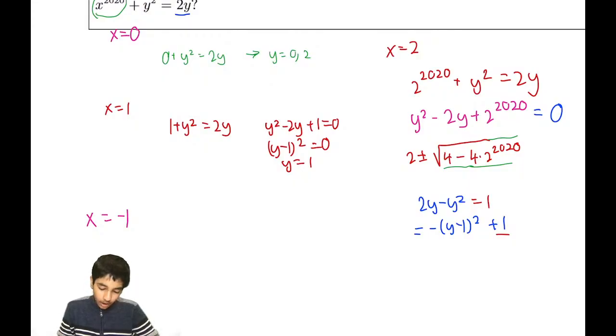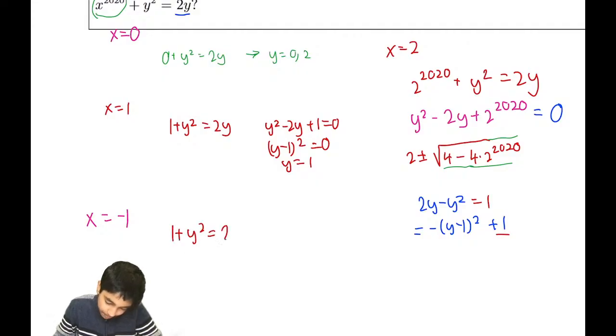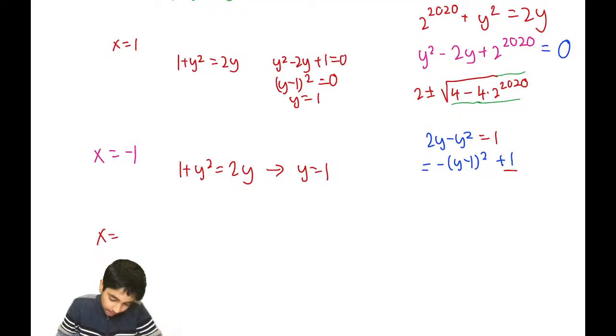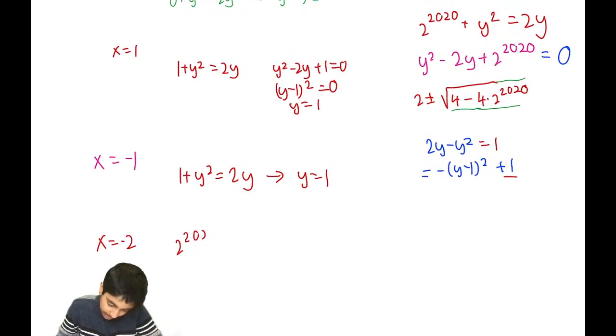So x equals negative 1. Does that work? Well, we see that it's just the same thing. We'll have 1 plus y squared equals 2y. So we have the same solution as the x equals 1 case, y equals 1. And x equals negative 2 will also be the same: 2 to the 2020 plus y squared is 2y. Again, as we found in the x equals 2 case, this will have no solutions.